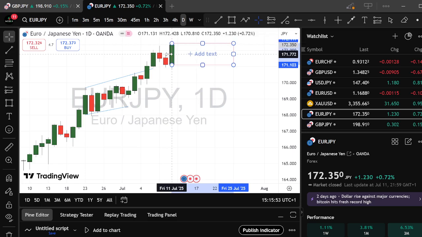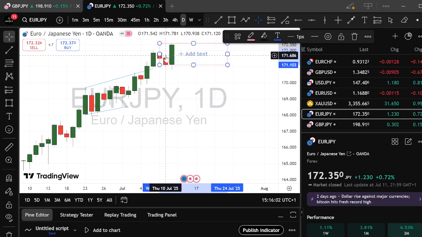I already saw this engulfing candle. Anyway, I hope you just got it. I'm just trying to mark this candle and this candle, but my rectangle tool is not picking it up.